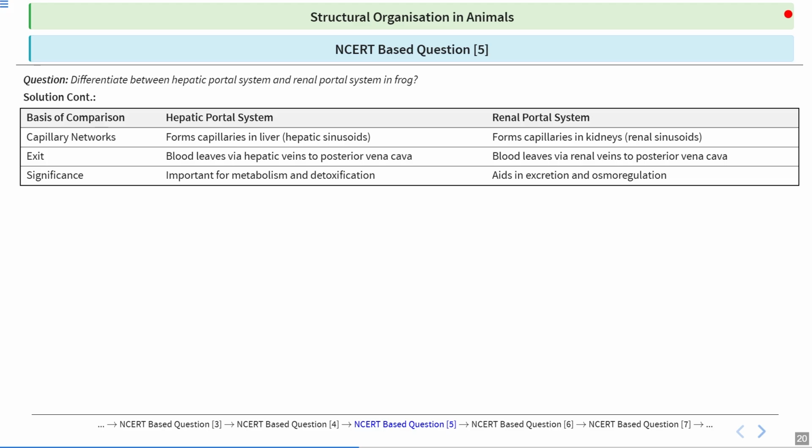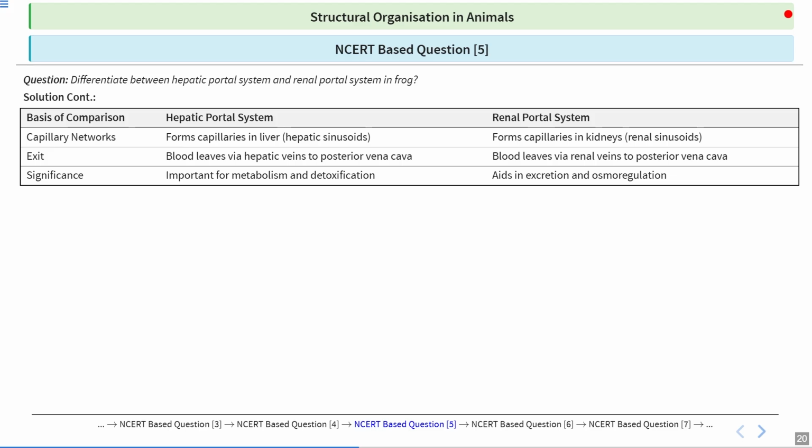So think about this. When the vein enters inside the liver, it was the hepatic portal vein. But once it leaves the liver, it forms the hepatic vein. And later on, it joins the posterior vena cava. This is the exit in the hepatic portal system. Now, similarly for the renal portal system, what happens here? The blood leaves via the renal veins to the posterior vena cava.